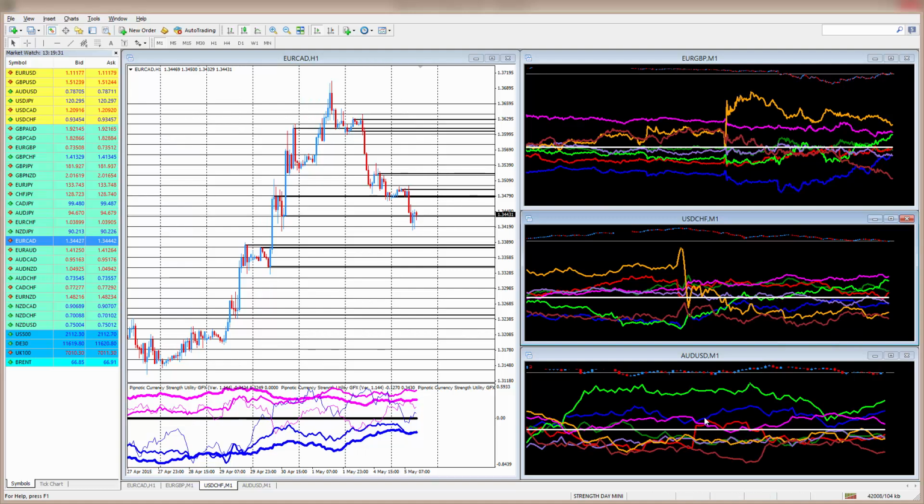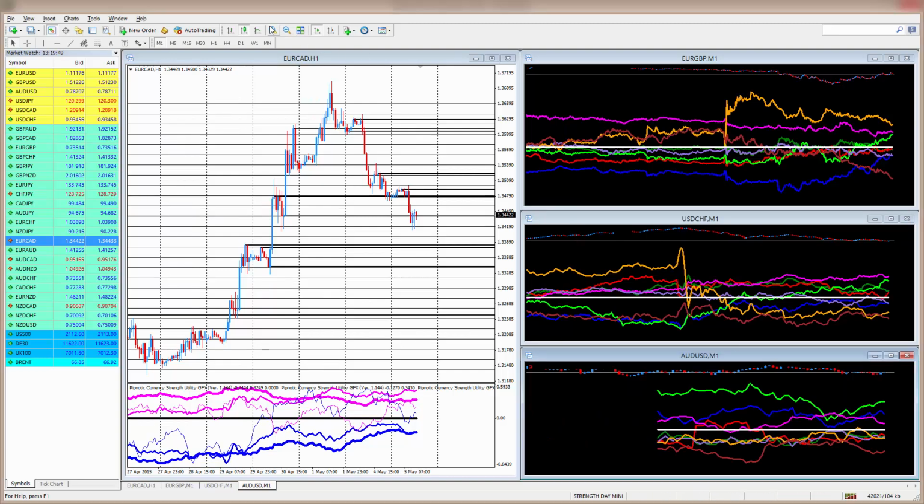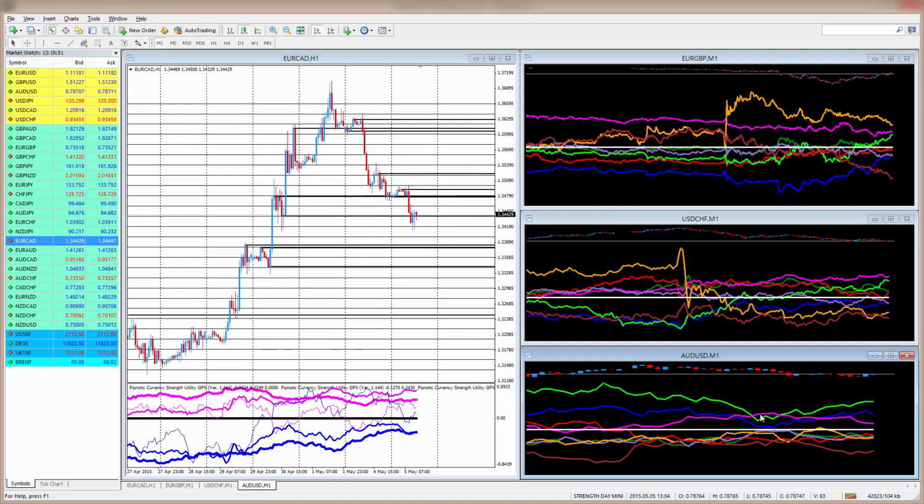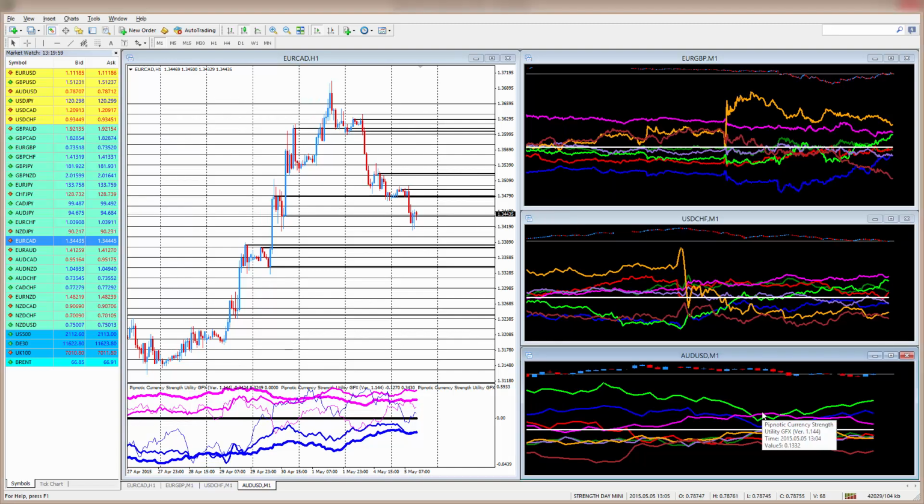And then the bottom one is a shorter term, and this is the past 1 hour. So we have the look back to 60 or 1 hour. The visible period count is set to 120 or 2 hours. This is just to show a little bit more information. You could also set this to 60 like so, which is also fine, and perhaps zoom in a little bit if that's what you prefer. It doesn't really matter. And we have our enable static period set to true and the static period at M1, so we ensure that we're looking at 1 minute data. So that's what we can see here on the right hand side.